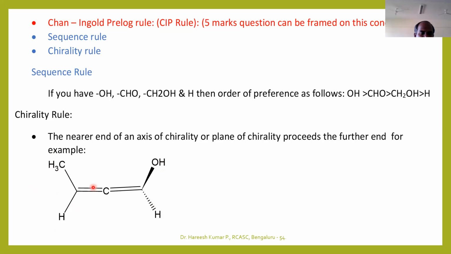Suppose the line is passing through this chiral axis like this, if the groups are the same, then we can say that moiety is achiral. But when the chiral axis is passing through like this, if you find different groups on either side, such molecules exhibit chiral activity. Okay, so let's look into the next slide.